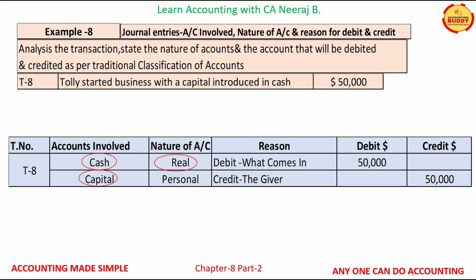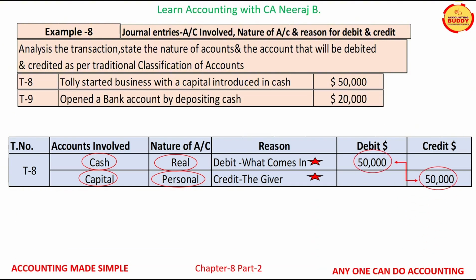Cash is a real account and the rule for real account is debit what comes in, while capital is a personal account and the rule for personal account is credit the giver. Therefore, both the accounts are debited and credited by $50,000. Transaction T9 on your screen is a bank account is opened by depositing the cash amounting to $20,000.